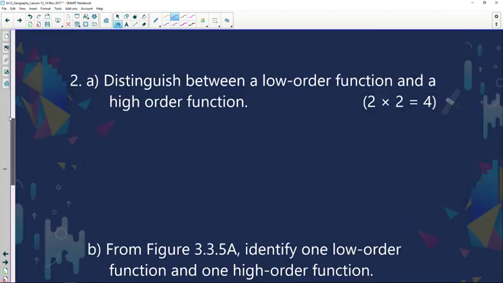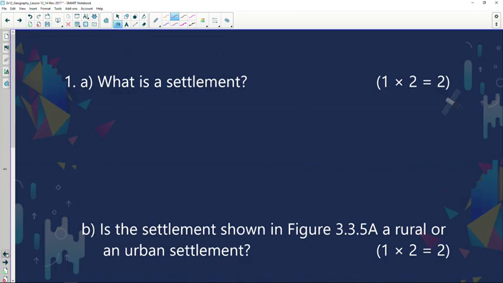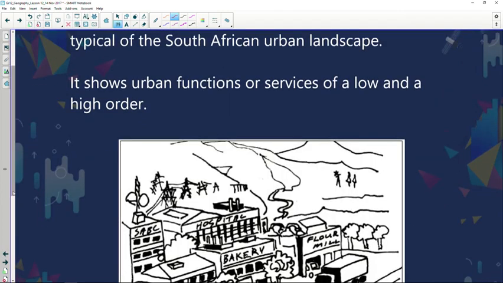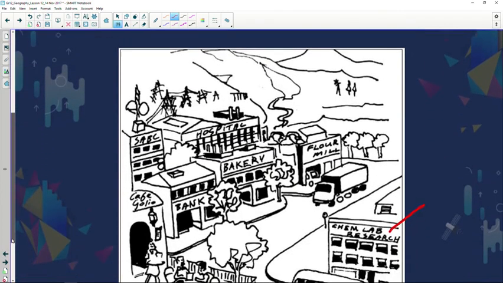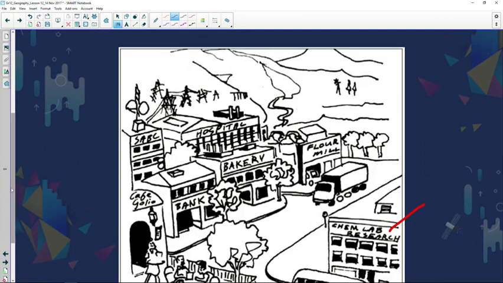If we look at our next question, from figure 3.3.5a, identify one low order function and one high order function. Let's quickly go and have a look at the diagram again. A low order function over there, for instance, is your bakery. You're not willing to travel very far, you're just going to buy cake. The cafe over there, and the bank. But the chemical lab is definitely a high order function. The SABC is a high order function. And the hospital might definitely have been a high order function as well.